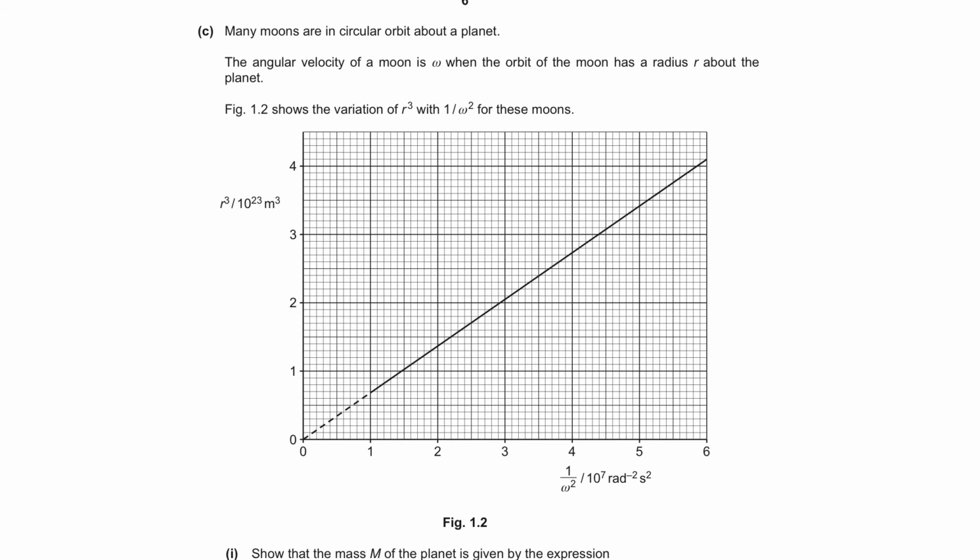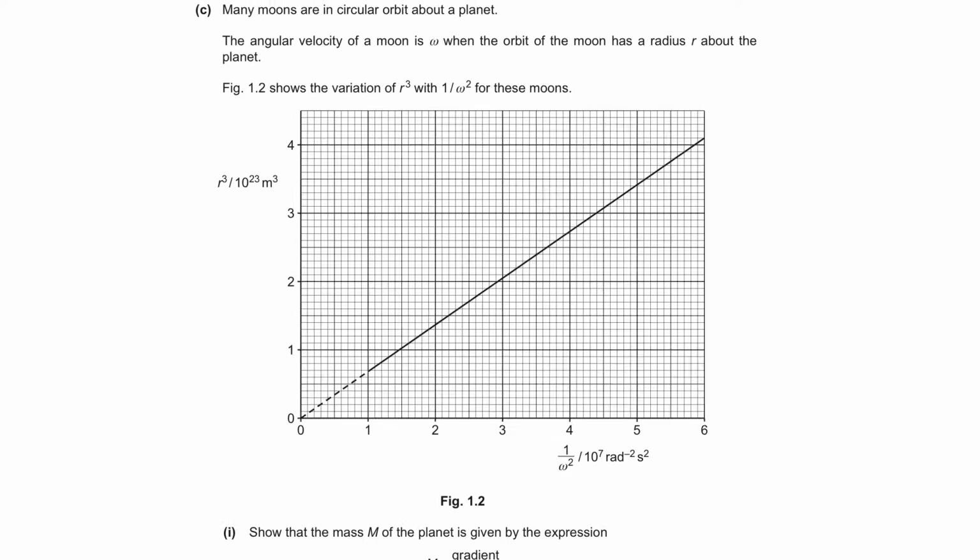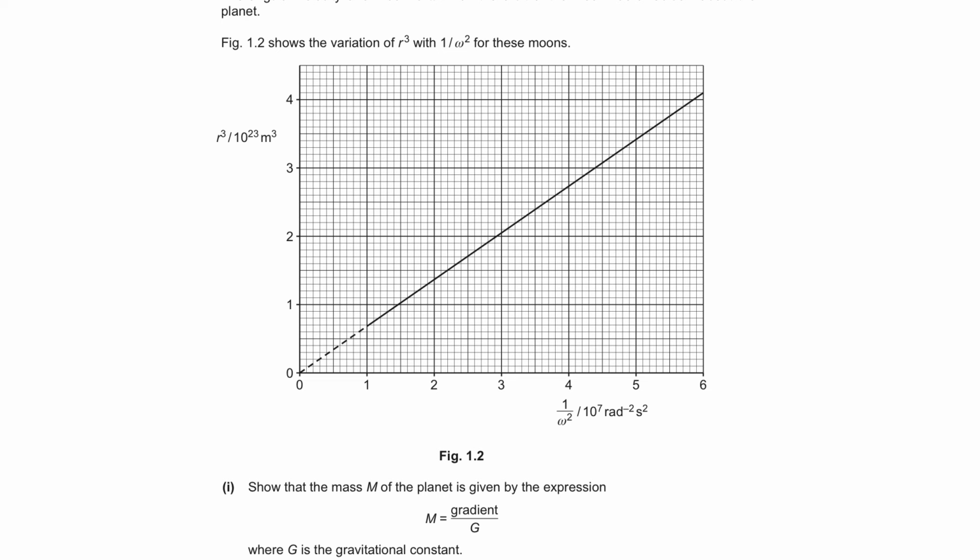Part C of the question says, many moons are in circular orbit about a planet. The angular velocity of a moon is omega when the orbit of the moon has a radius r about the planet. Figure 1.2 shows the variation of r cubed with 1 upon omega squared for these moons. Show that the mass m of the planet is given by the expression m is equal to gradient over G, where G is the gravitational constant.